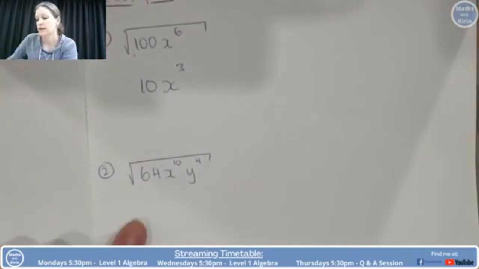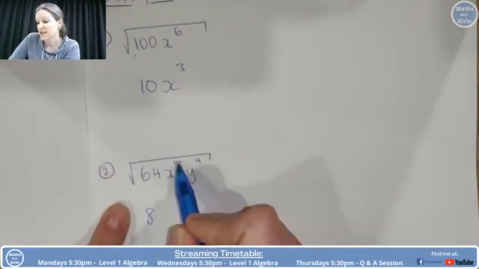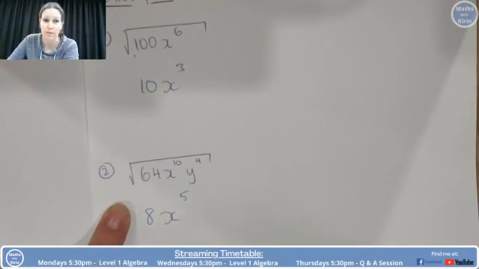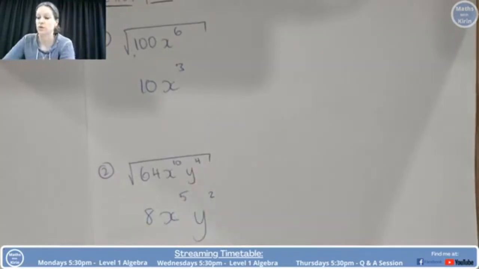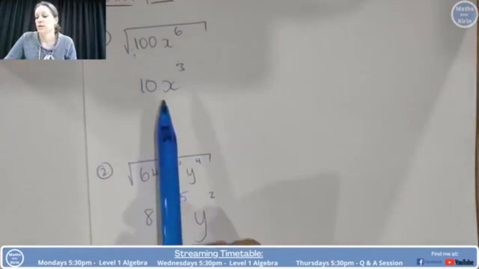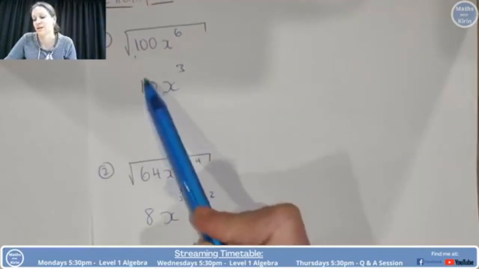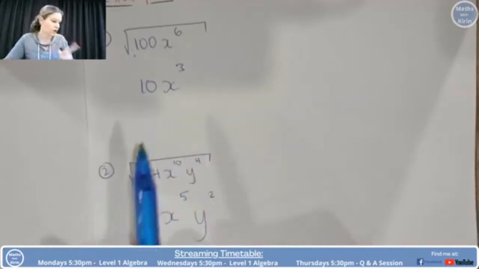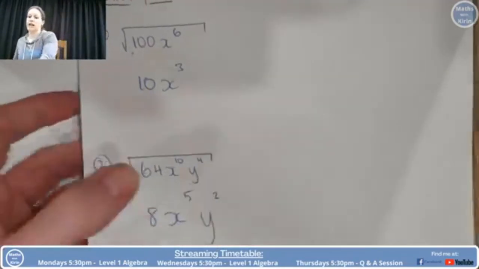All right, second example, square root of 64, that's 8. X to the power of 10 is x to the power of 5 when we halve the power, and y to the power of 4 becomes y to the power of 2. Okay, so taking the square root of algebraic expressions, we take the square root of the coefficient and we halve the power. Cool. One more thing, which is dividing.